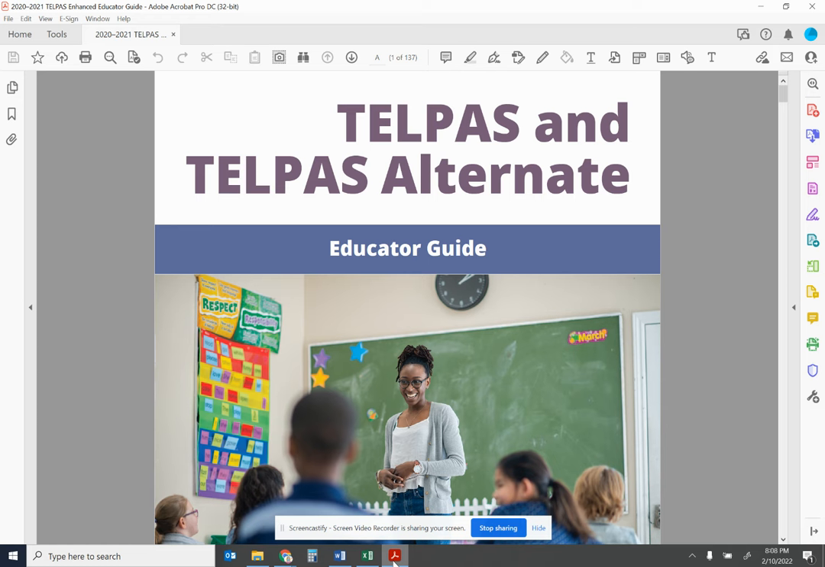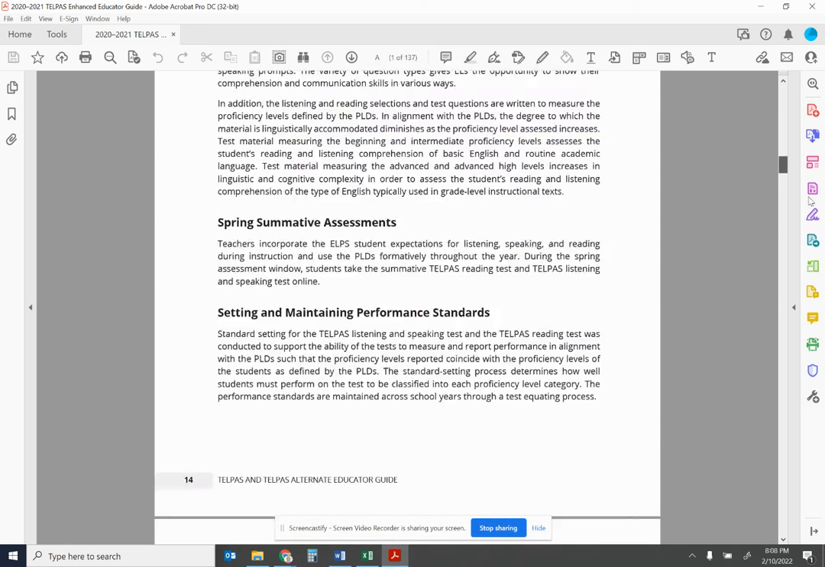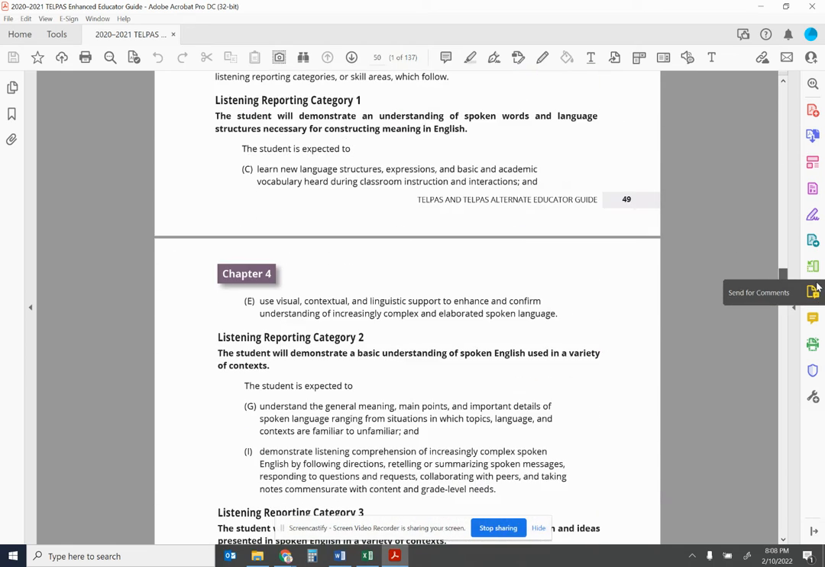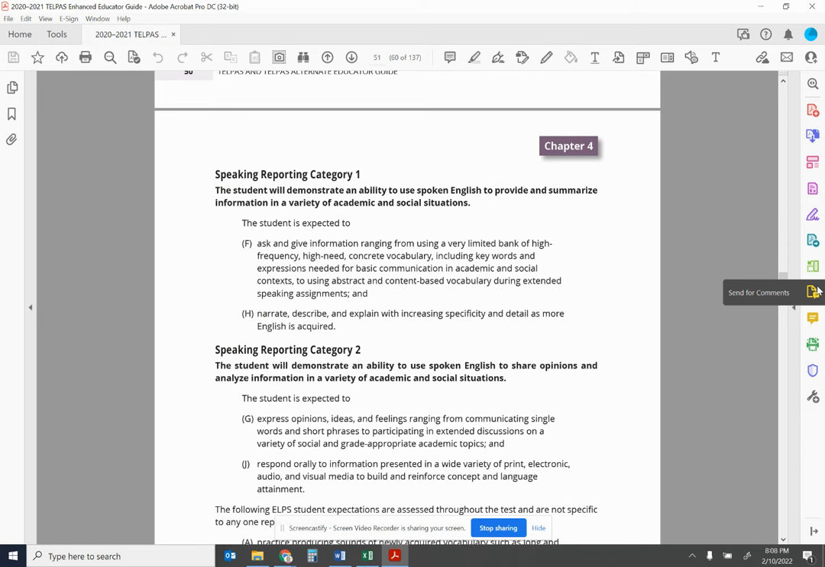And I'm going to show you in the educator guide a little bit more information about speaking. Oops, let me see if I can find it. Okay, whoops. All right, the speaking category. Category 1, this is where the student asks and gives information ranging from using a very limited bank of high frequency, high need, concrete vocabulary, including keywords and expressions needed for basic communication in an academic and social context, to using abstract and content-based vocabulary during extended speaking assignments, and narrate, describe, and explain with increasing specificity and detail as more English is required. Okay, that's what we need to know that that's really about.